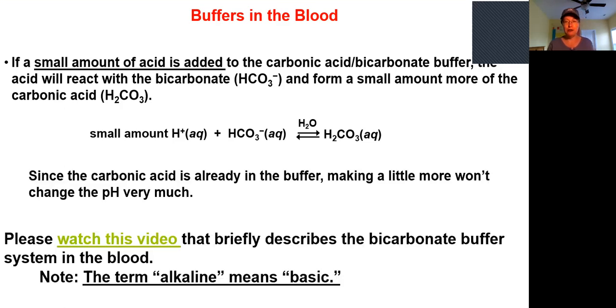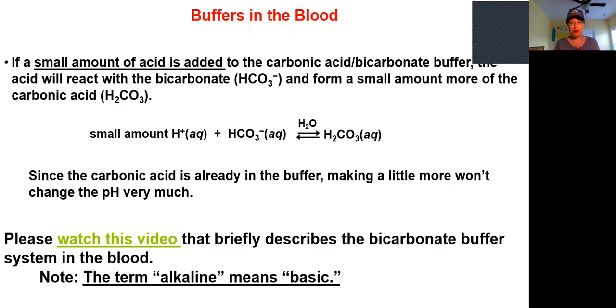We're going to watch a video that briefly describes this bicarbonate buffer system in the blood. And when we talk about this buffer system, this is going to work for all types of buffer systems that may come up in both the body or in food preparation, things like that. Acids and bases and buffers are in all of those different fields.